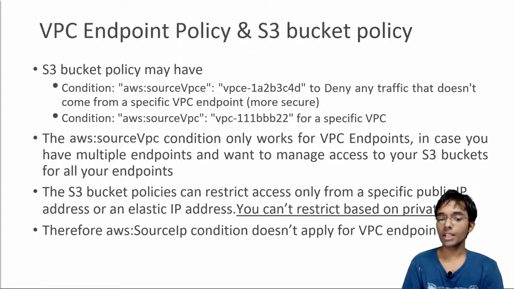And if we have many VPC endpoints and we want more global conditions, then we can use the condition aws:SourceVpc equals a specific VPC. But here's the catch: the aws:SourceVpc condition only works for the VPC endpoints and for the private traffic. So this is when you have multiple endpoints and you want to manage access to your S3 bucket for all your endpoints. It only works when you go through the VPC endpoints.